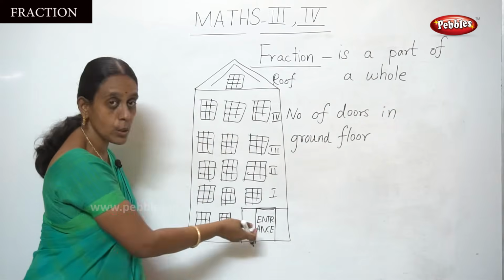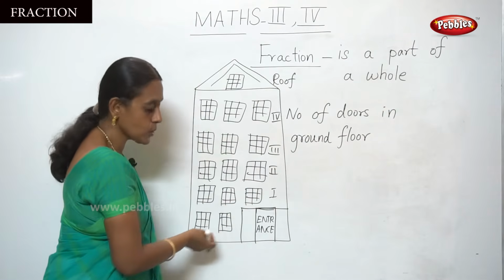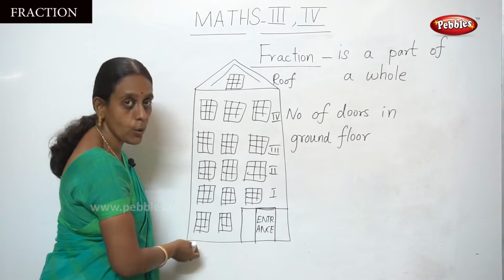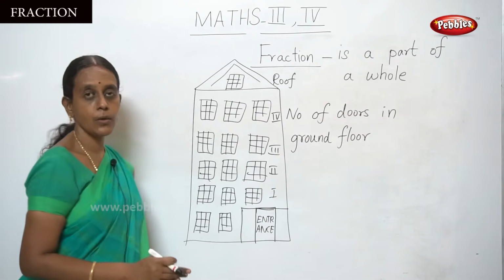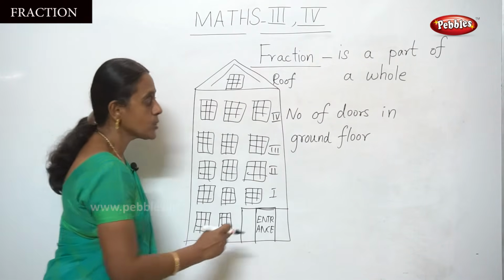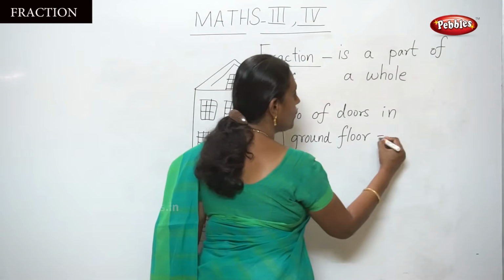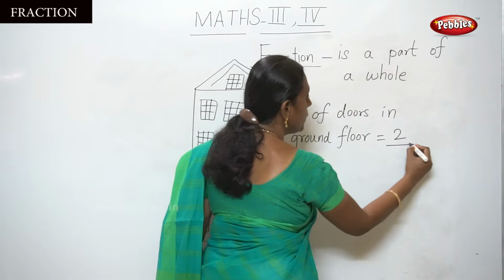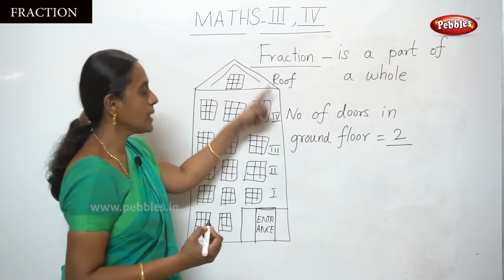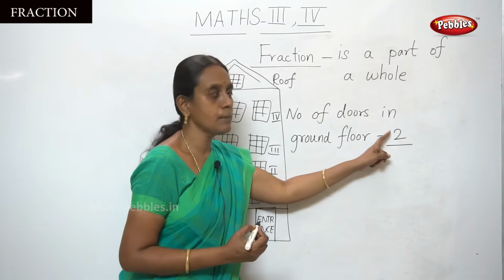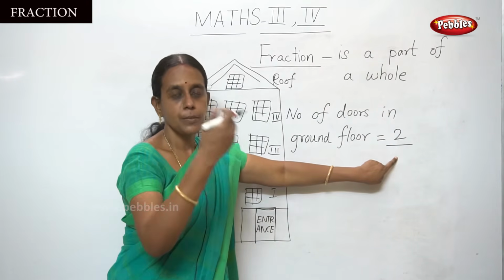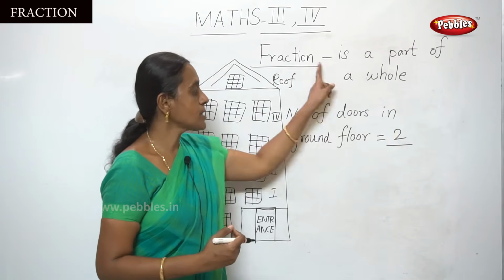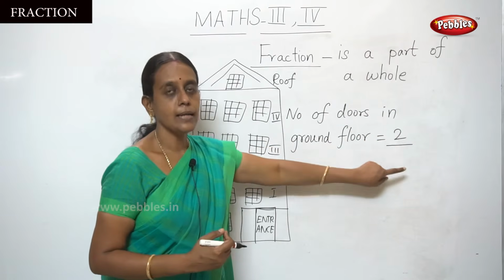This is the ground floor, and first, second. Here you have to count the doors, that is 1 and 2. This one is the entrance door. These are the two doors. So the number of doors in the ground floor is 2, and a fraction is always like this: one number we write on top and the other number should be written below. So the fraction is 2 by another number.